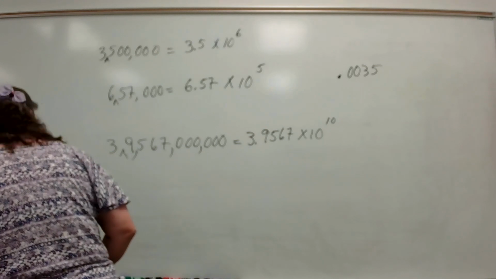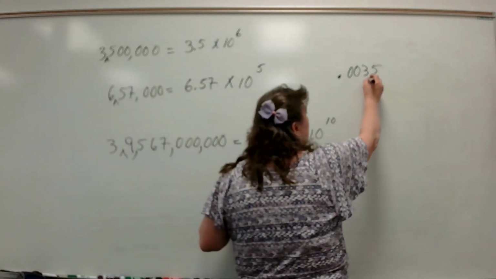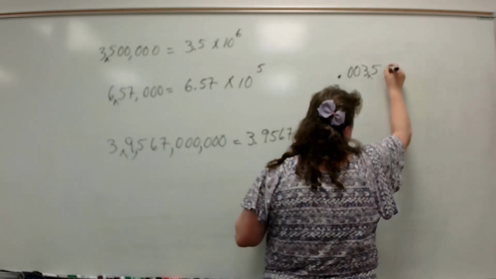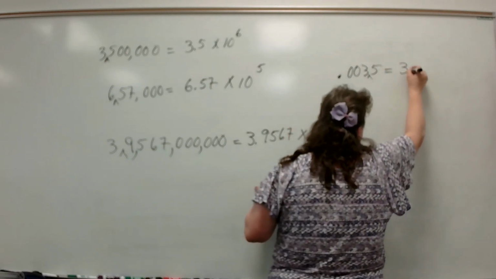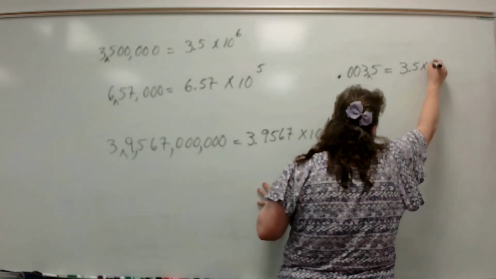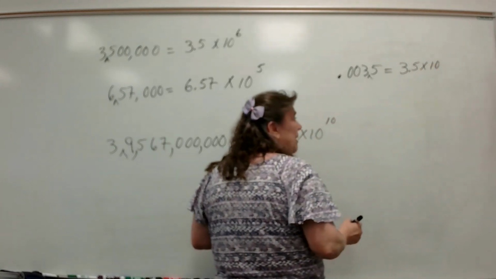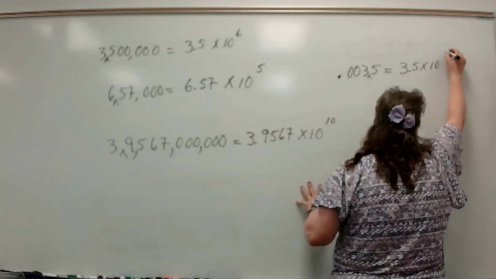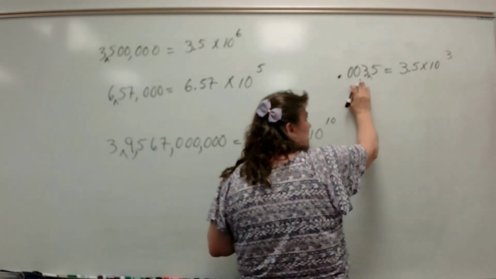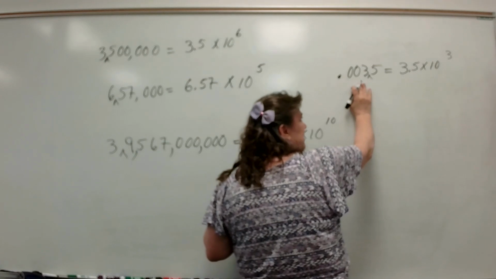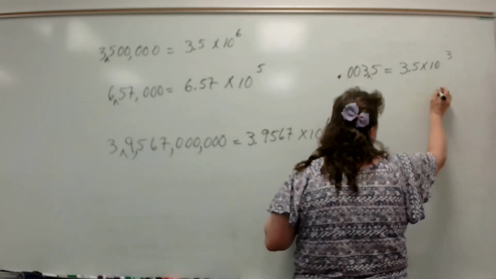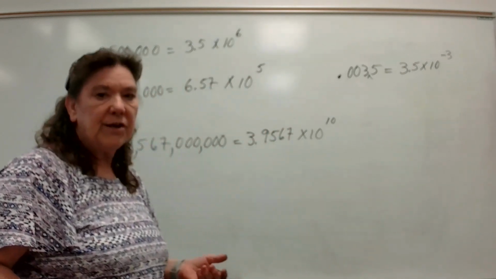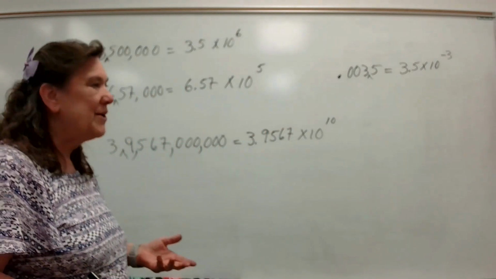Okay, now the last one. Again, decimal has to go after my first significant non-zero number. So 3.5 times 10 to what power? 1, 2, 3. Now, 3.5 is larger than 10 thousandths, so therefore it is a negative. Okay? Think you got that down now? It's not so hard to do.